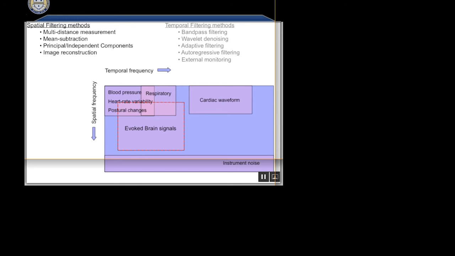Spatial methods try to take advantage of the spatial structure. If you look at the cardiac, it's actually the whole head kind of going like this. And so it has a lot more spatial structure. It's going to be all over the whole probe, whereas brain activity might only be a very focal, local, regional activity. And so we can use that as a filter to try and remove things that are global from the signal versus brain activity that's very local.